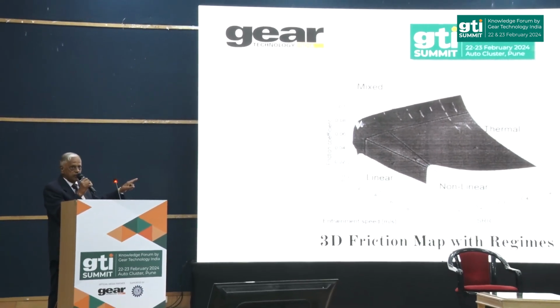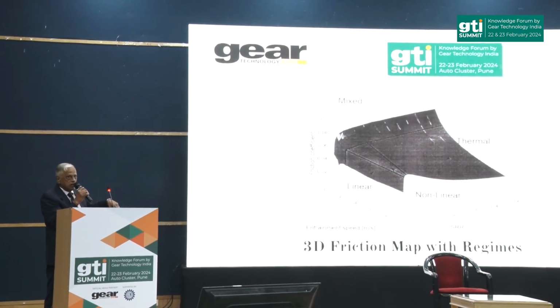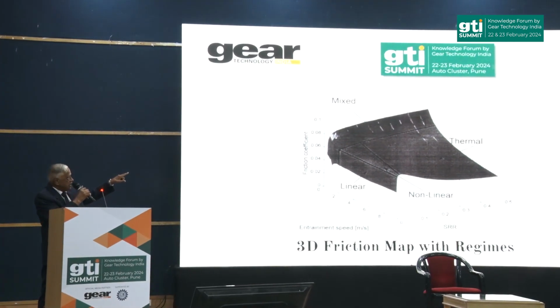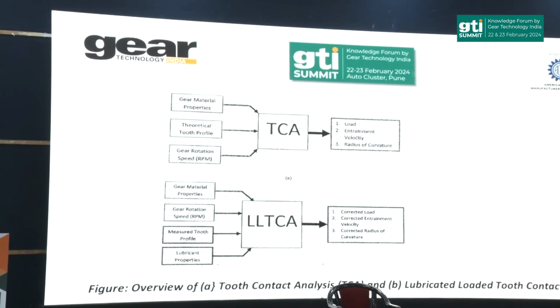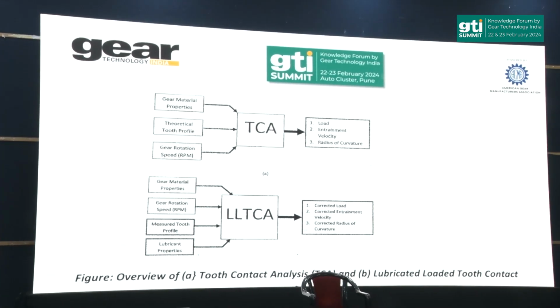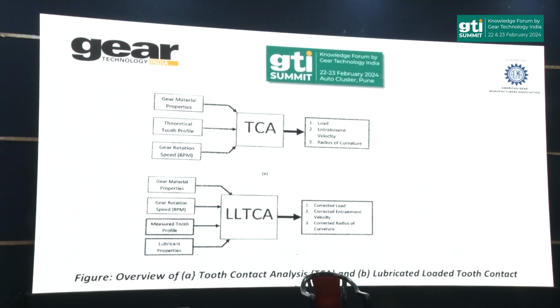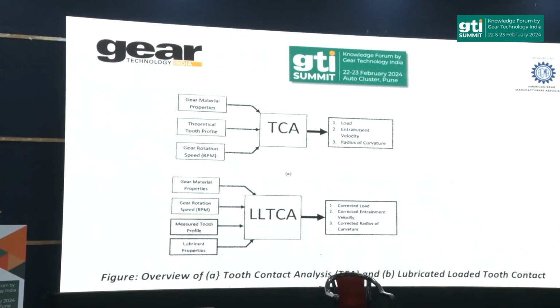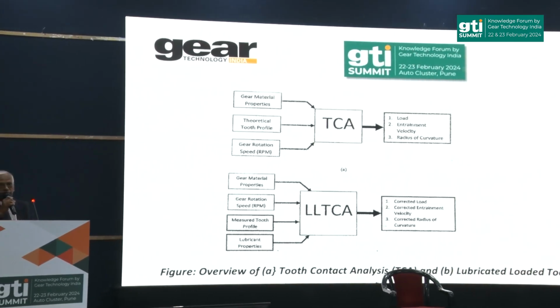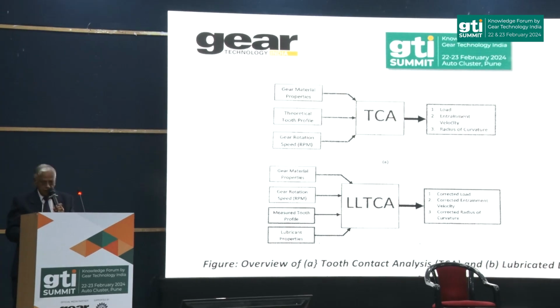In the linear zone, how it is, and in the non-linear zone, how is it, and the mixed zone, and how it changes to thermal value. What I said, basically TCA and LTCA, these are the inputs for that. Conventional TCA analysis will have gear material and theoretical tooth profile and gear rotational speed, whereas the rest of the things will take into lubricant property also, as well as measured involute values put inside.